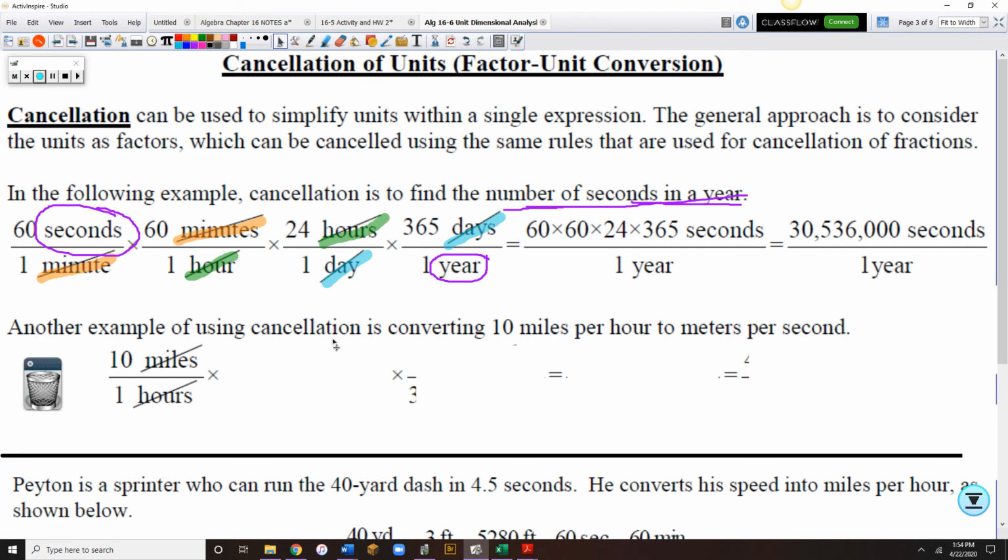Here's another example of using cancellation. If we're going to convert 10 miles per hour into meters per second, okay? When I took physics in high school, everything was in the metric system. We did very little in the English system of measurement, and so we were constantly converting. So 10 miles per hour, that's what we were originally given, and that's how we made our first fraction. The 1 comes from per hour. Here's like an invisible 1 hour here, okay? 10 miles per hour means in 1 hour, you're going 10 miles. And we're converting to meters per second.